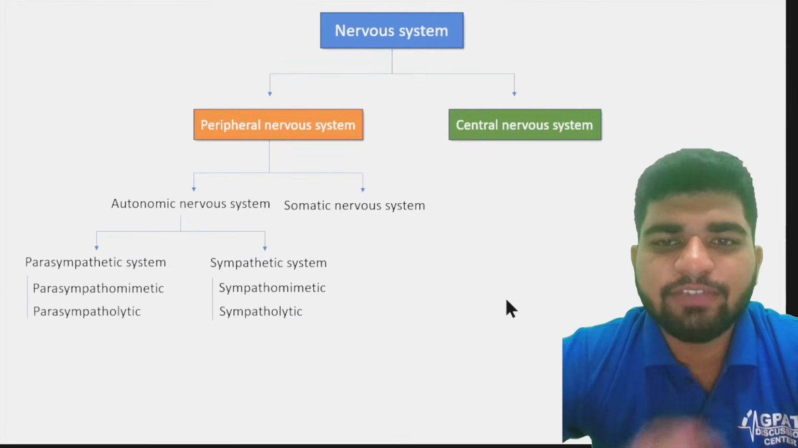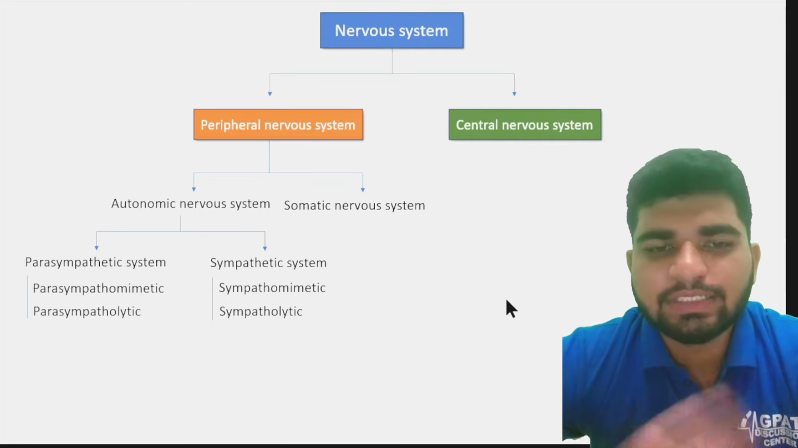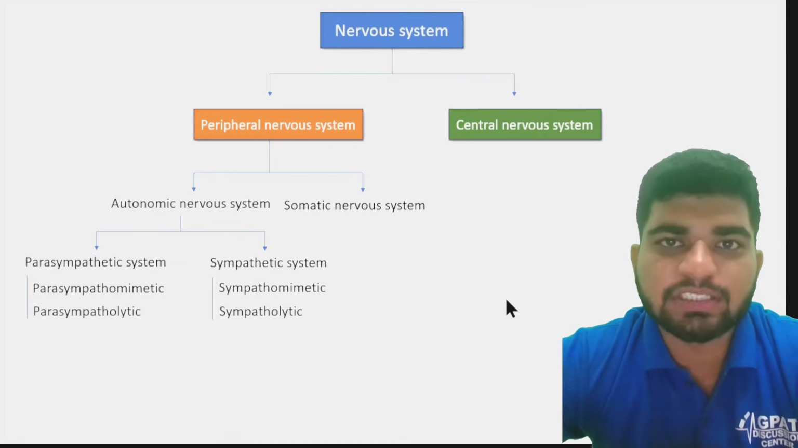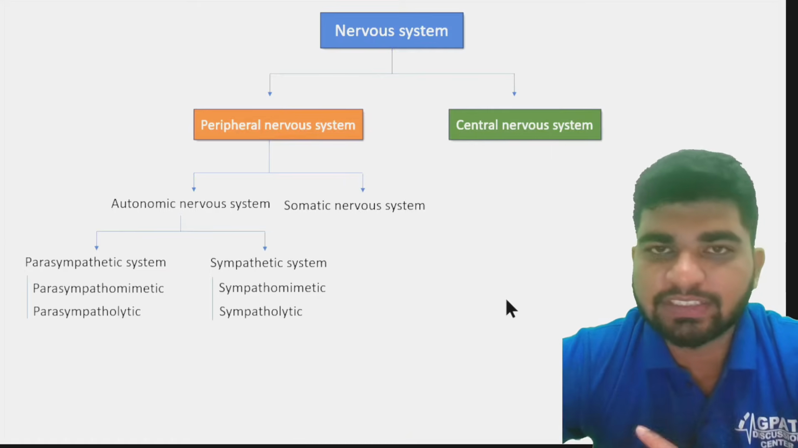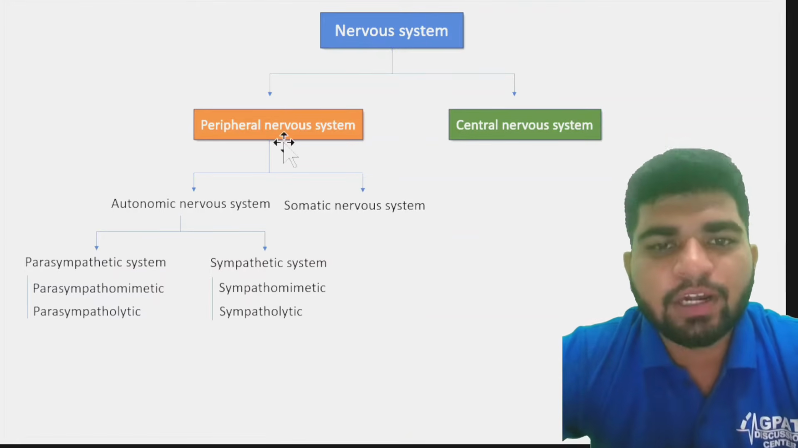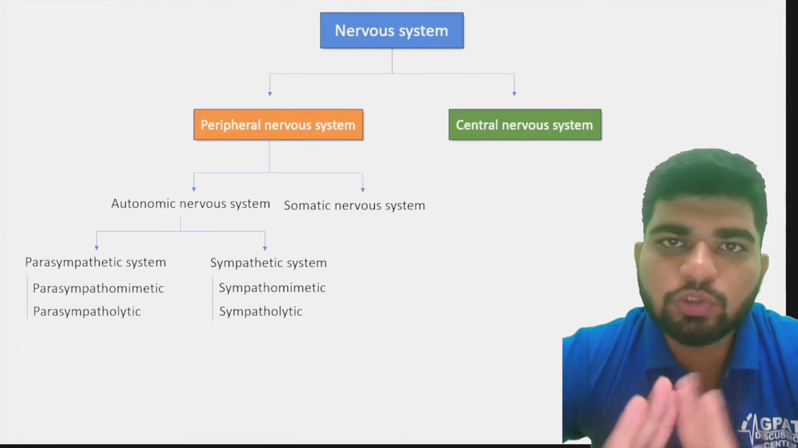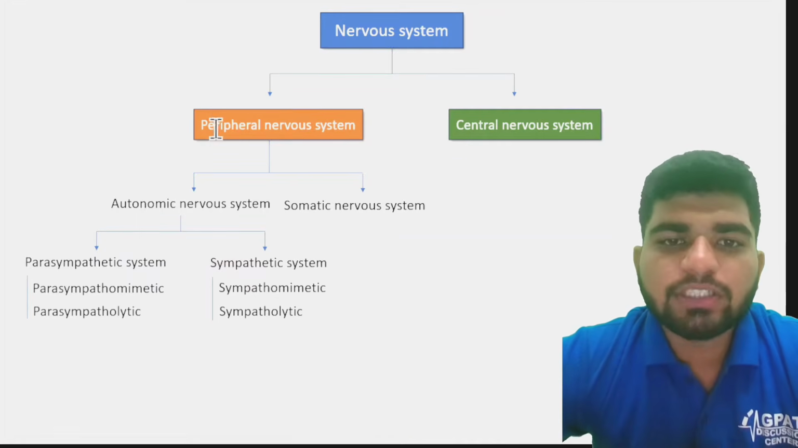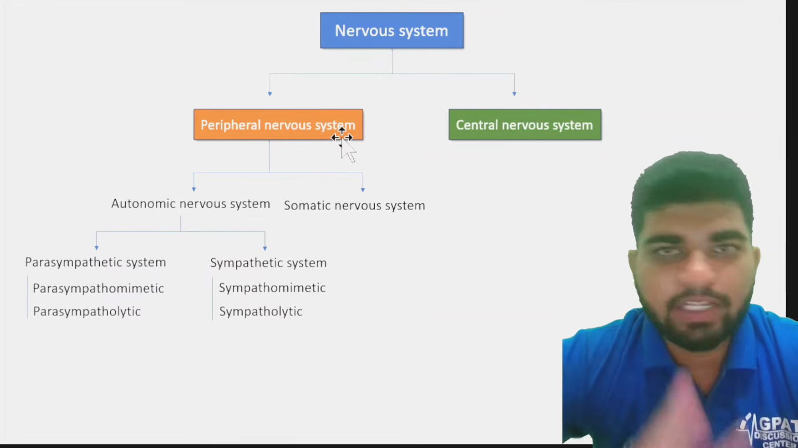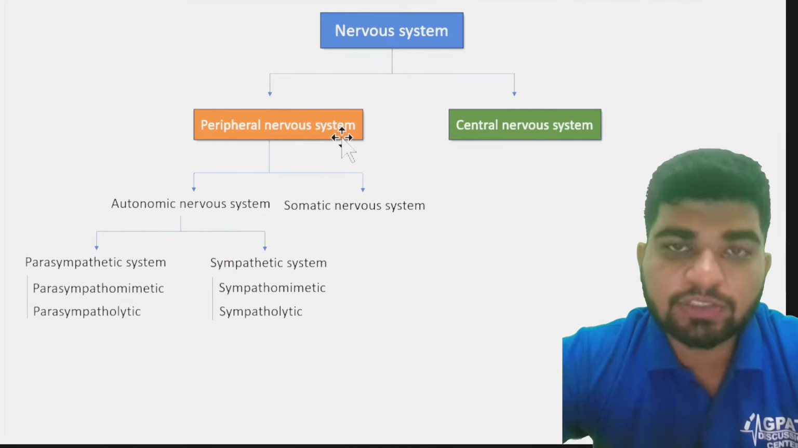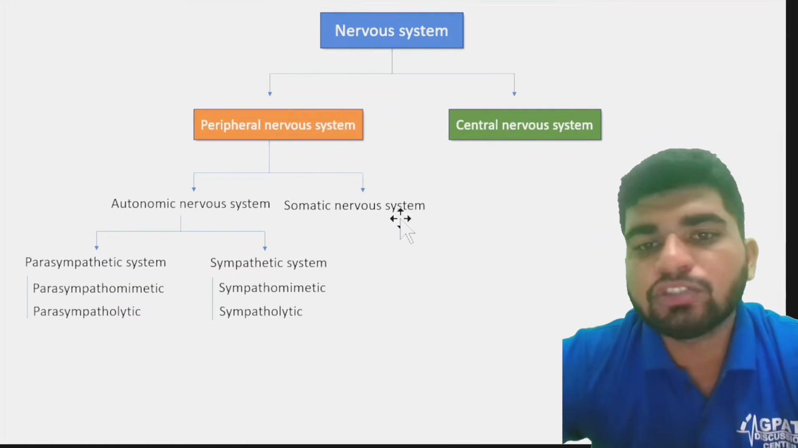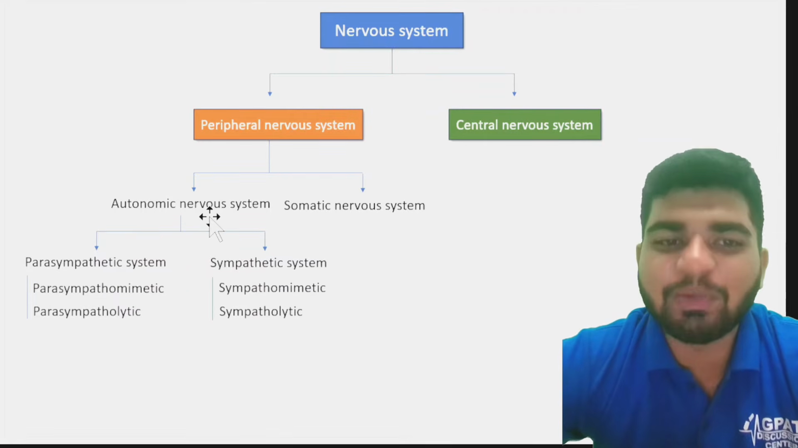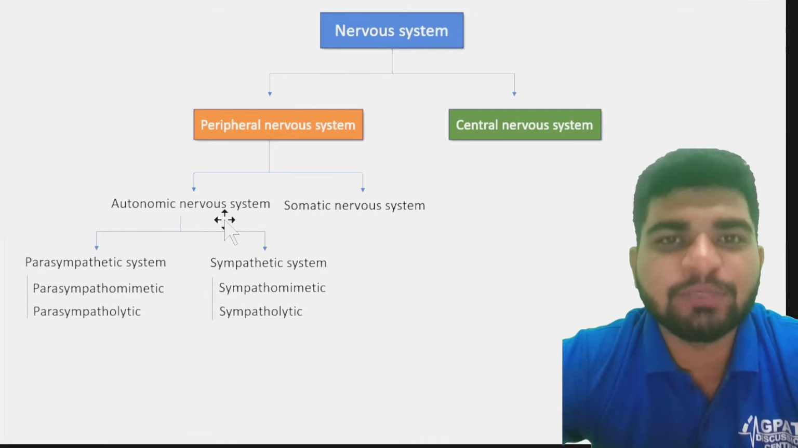So let's divide the nervous system into different types. Everyone knows there are two main nervous systems in our body. The first one is the central nervous system and the second one is the peripheral nervous system. The central nervous system belongs to only the brain and spinal cord. The peripheral nervous system is further divided into two parts. The first one is the autonomic nervous system and the second one is the somatic nervous system. Not automatic, it is autonomic nervous system.